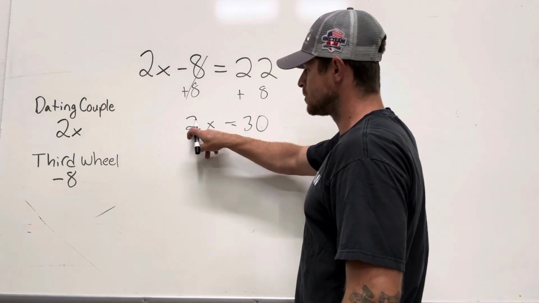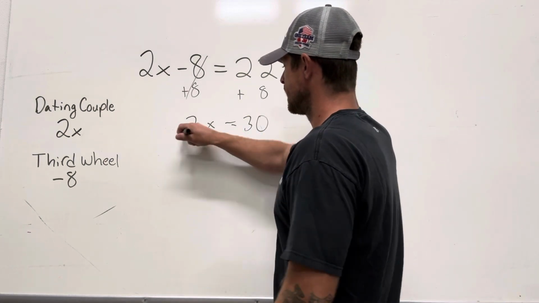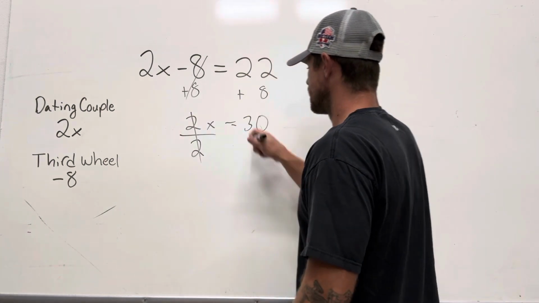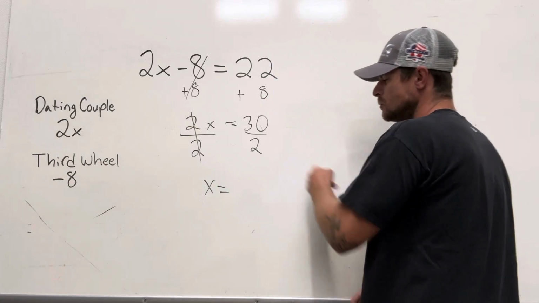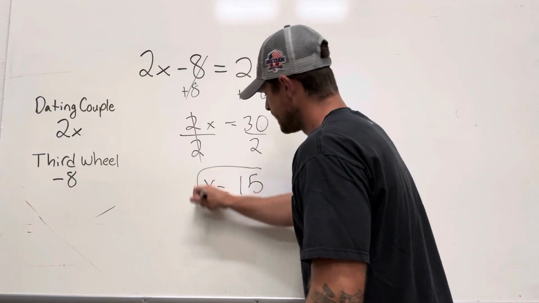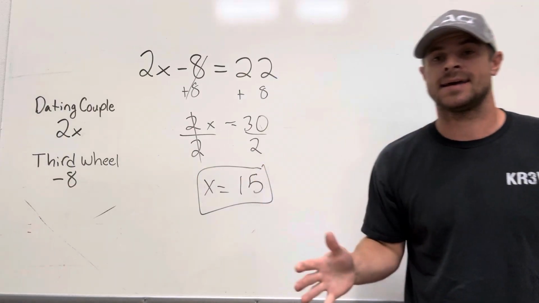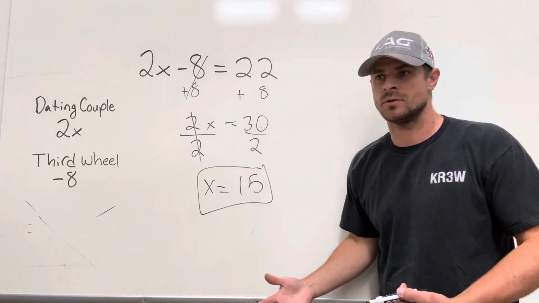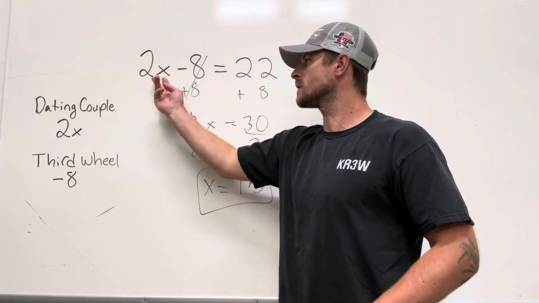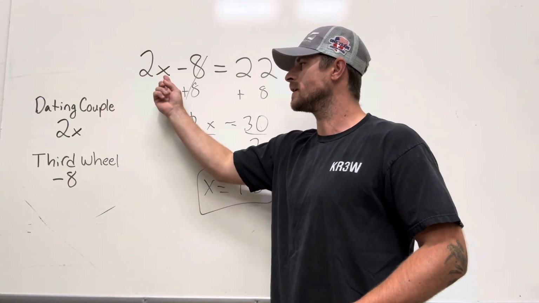So how do we get rid of 2? 2 is gonna split away from x. They're no longer in love. On to the next one. Plenty of fish in the sea. x equals 30 divided by 2, which leaves me with 15. And then I can always go back later on throughout the year and ask, well, who's the dating couple? And that will remind them, oh, I'm looking for whatever is attached to my variable.